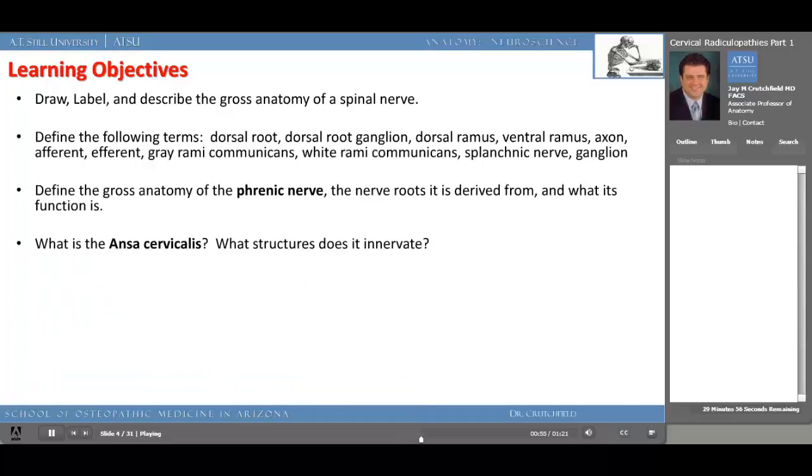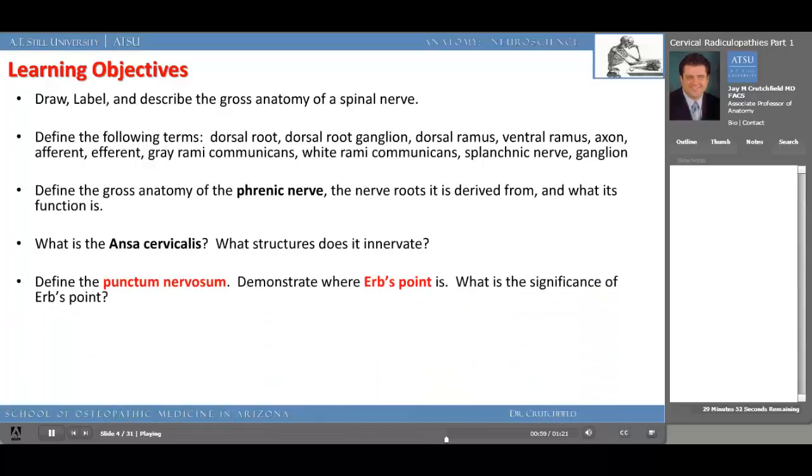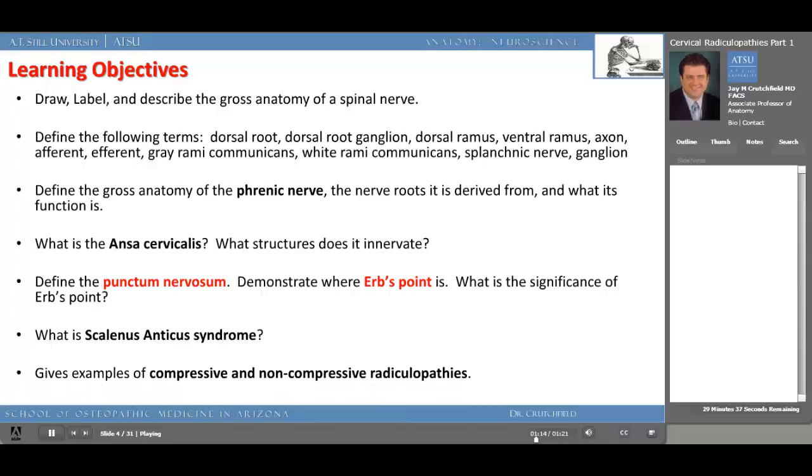What is the ansa cervicalis? What structures does it innervate? Define the punctum nervosum. Demonstrate where Erb's point is. And then what is the significance of Erb's point? What is the scalenus anticus syndrome? And finally, give examples of compressive and non-compressive radiculopathies.